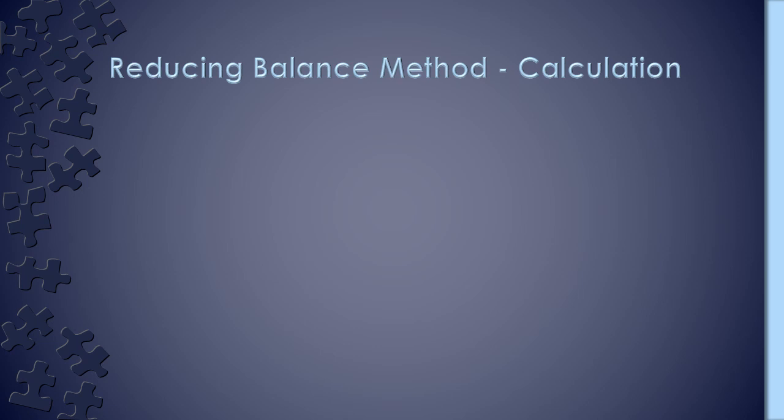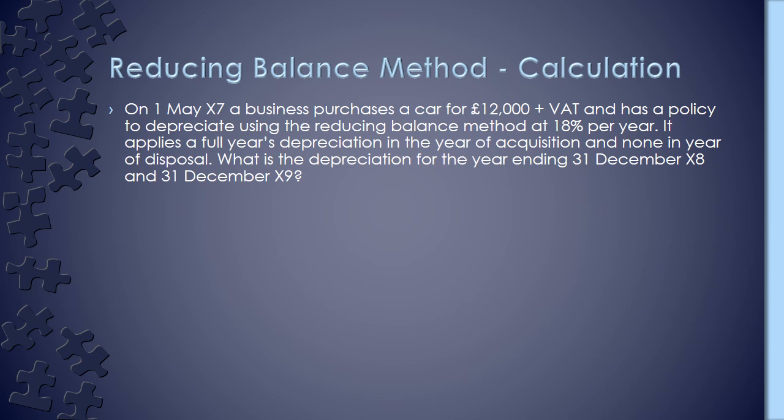Okay, so we're going to have a look at another example now of another calculation for reducing balance. So here we have on the 1st of May 7, a business purchases a car for £12,000 plus VAT and has a policy to depreciate using the reducing balance method at 18% per year. It applies a full year's depreciation in the year of acquisition and none in the year of disposal. What is the depreciation for the year ending 31st of December 8 and 31st of December 9?